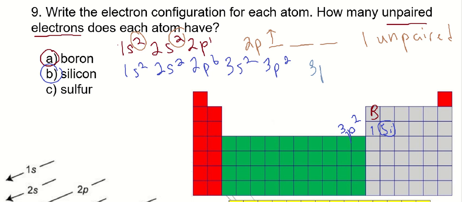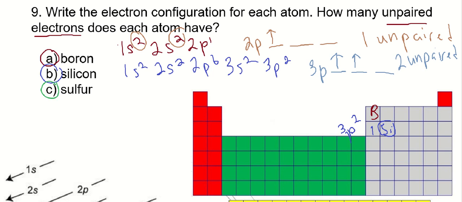So here's a 3p sublevel. Now, that would be paired, but that would be breaking Hund's rule. So if you follow Hund's rule, there are 2 unpaired electrons. These are not paired. That's in its own orbital. That's in its own orbital. So for silicon, 2 unpaired electrons.